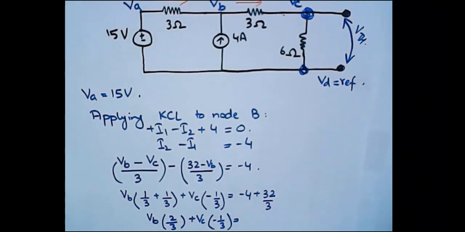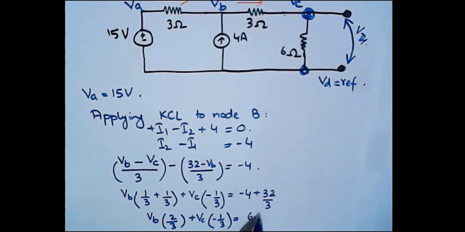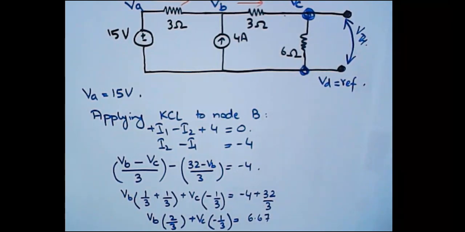let me solve it with the calculator. How much value will it give? It's 32 divided by 3 minus 4, so it gives you a value of 6.67, right? And this will be our equation number 1.